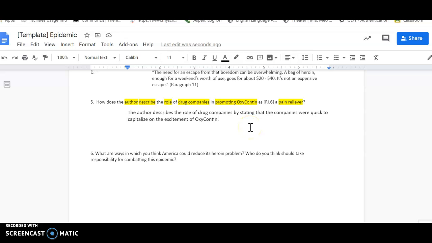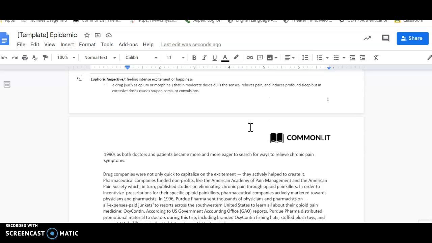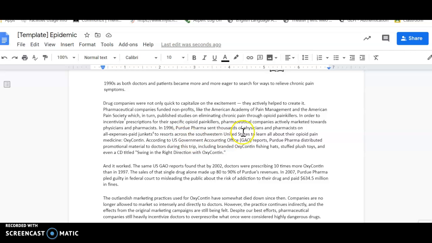Now I know that this is a correct answer because I had to go back to the text to find proof. So here's where it says it. Drug companies were not only quick to capitalize on the excitement, they actively helped to create it. So I'm probably going to use more information and direct quotes from this particular area of the literature to continue to write my paragraph. As I paused this screencast and read through the literature a little bit more, I noticed that the author actually discusses the fact that the drug companies were outlandish.